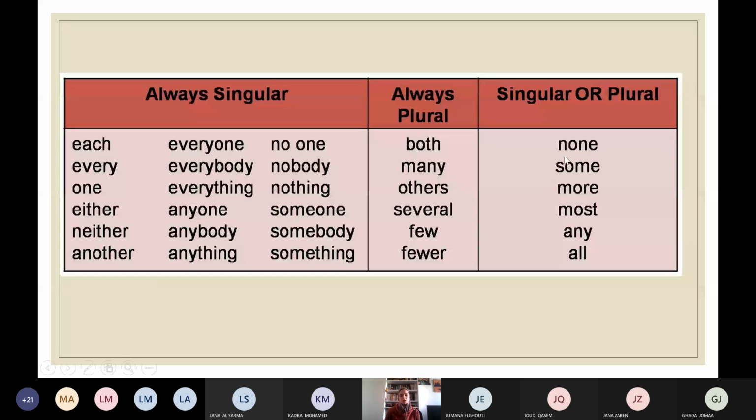What about the pronouns that are sometimes singular, sometimes plural? All, none, any, more, most, some. Okay, how would it help us?